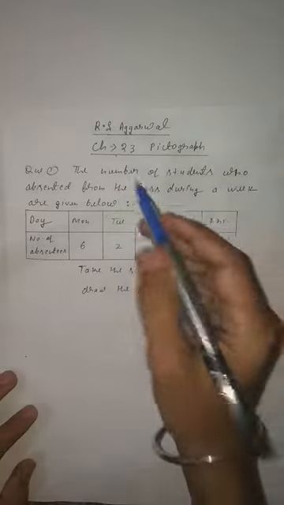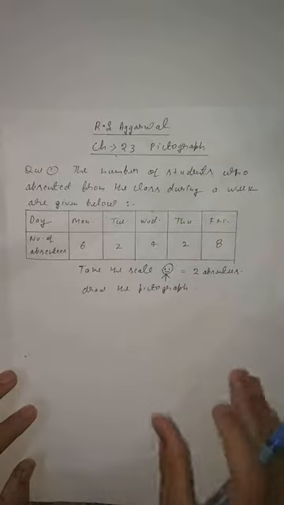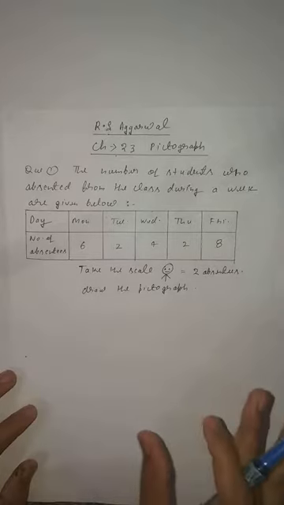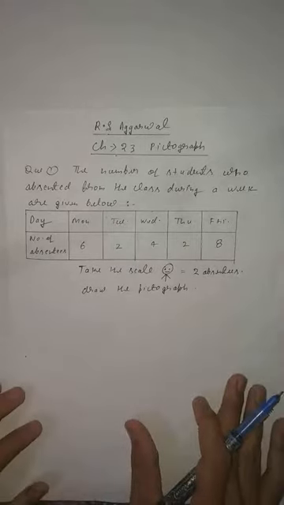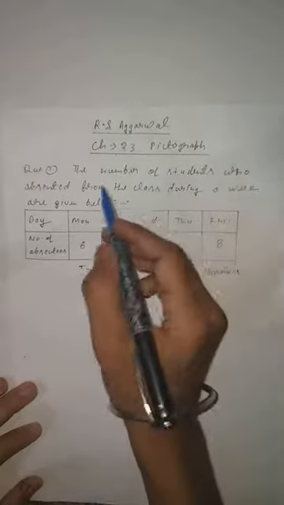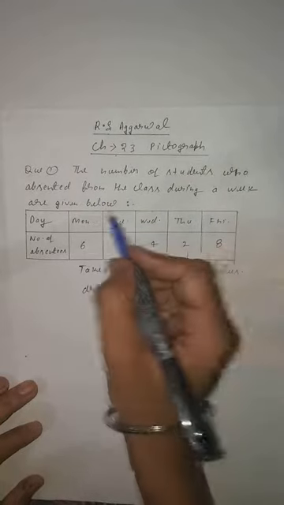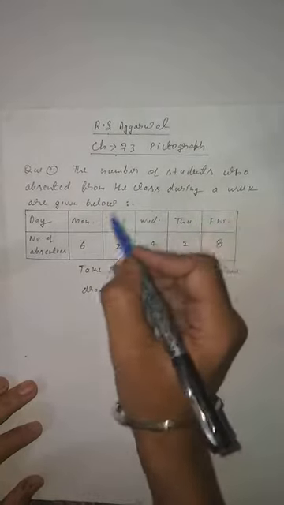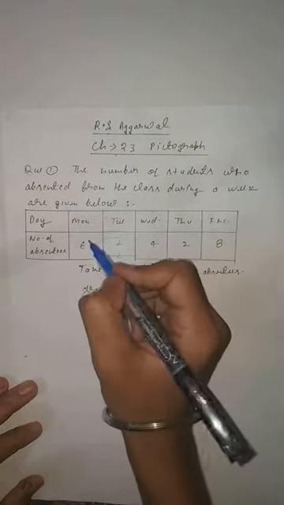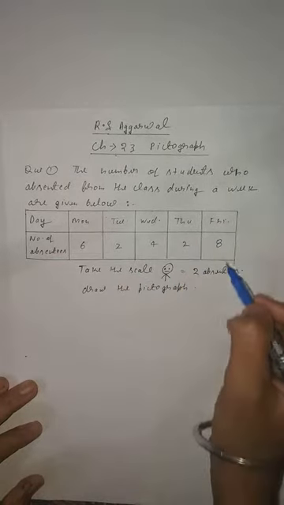Now students, this is our chapter 23, pictograph. I explained that in RS Aggarwal different chapters are given, but in NCERT all are given in one chapter. So this is a very small chapter, and you know how to draw a pictograph. Here I will only explain some questions. So the first question is given: the number of students who were absent from the class during a week are given below. Monday 6 students absent, Tuesday 2, Wednesday 4 students absent, Thursday 2 students, and Friday 8 students.